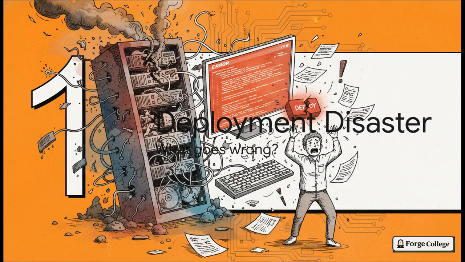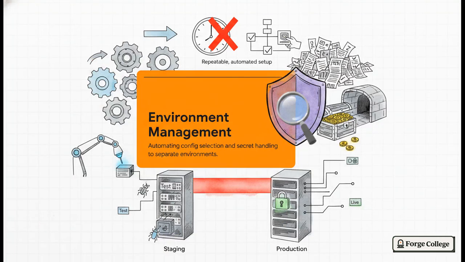The deployment disaster, and exactly what goes wrong. The antidote to all those manual errors is environment management. It's basically the practice of automating your configuration selection and standardizing how you handle your secrets. The whole goal here is to create clear, totally impenetrable boundaries between your staging environment, where you test things out, and your production environment, which is the real deal.